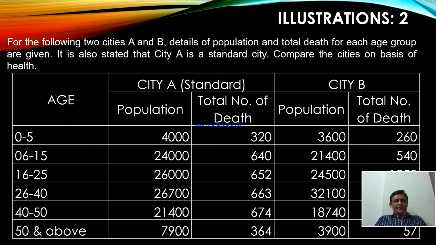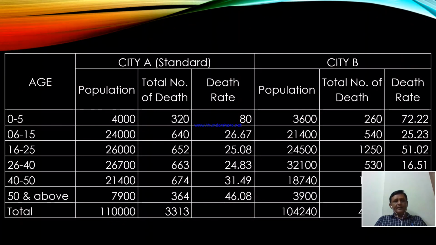So let me initiate the steps for death rate first. Here we have the calculation of death rate. As usual, total number of deaths divided by total population into 1,000. So for the first age group, 320 is the total death. Multiply by 1,000 and divide by 4,000. Let me cut all the 3 zeros, and 320 divided by 4 is 80. Similarly, 640 is divided by 24. Here we get 26.67. 652 is the total number of deaths for the third age group, which is required to divide by 26 only, and here we get 25.08.